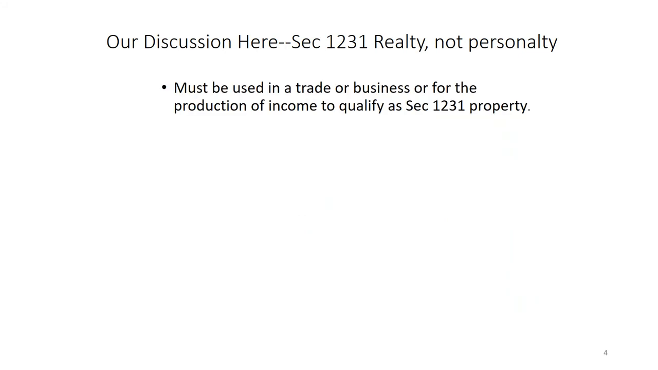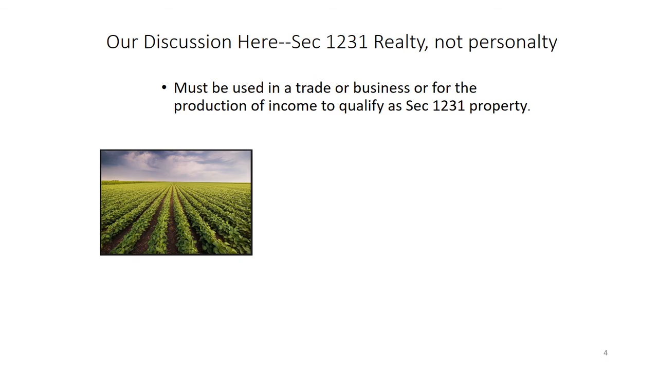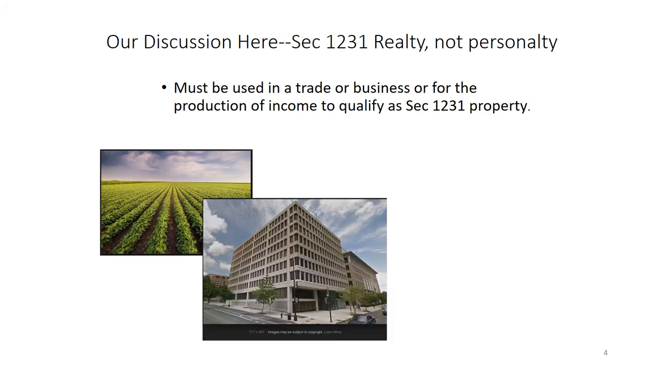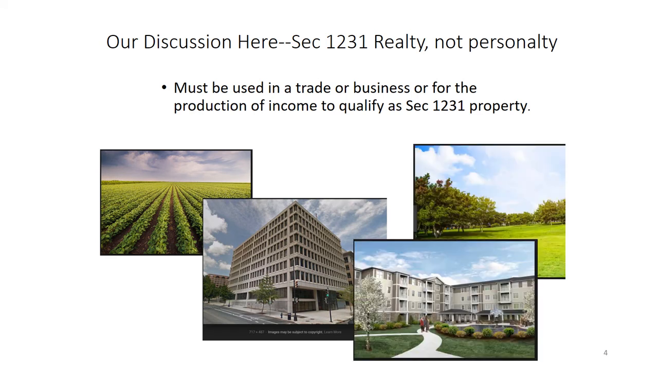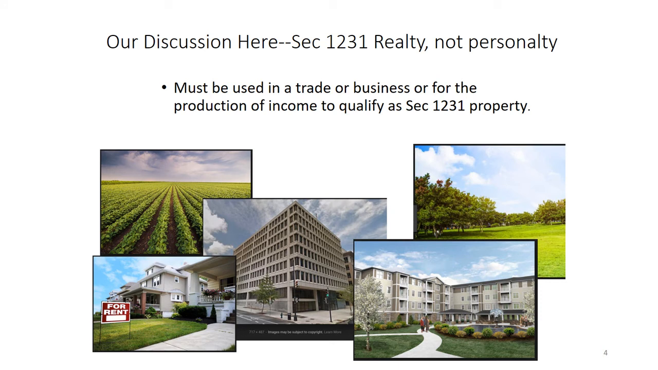There's a small difference. It must be used in a trade or business or for the production of income to qualify as Section 1231 property. And we're talking realty, which is land and buildings, as opposed to personalty, which is movable stuff. So here's land, which of course we don't even depreciate, remember, but also buildings, developed land, undeveloped land, apartment buildings, and rental housing.